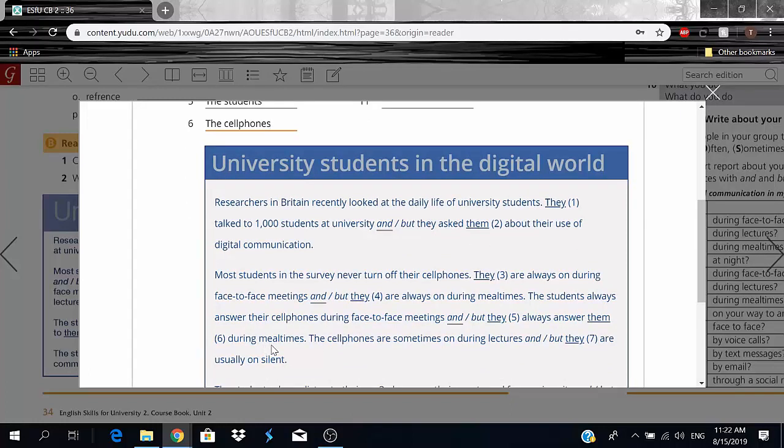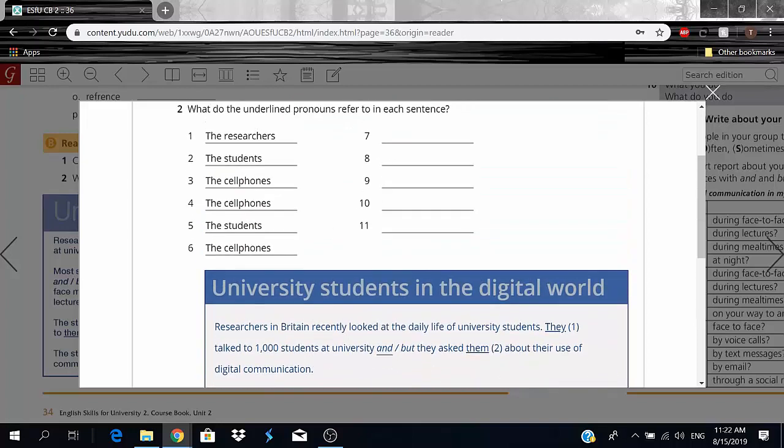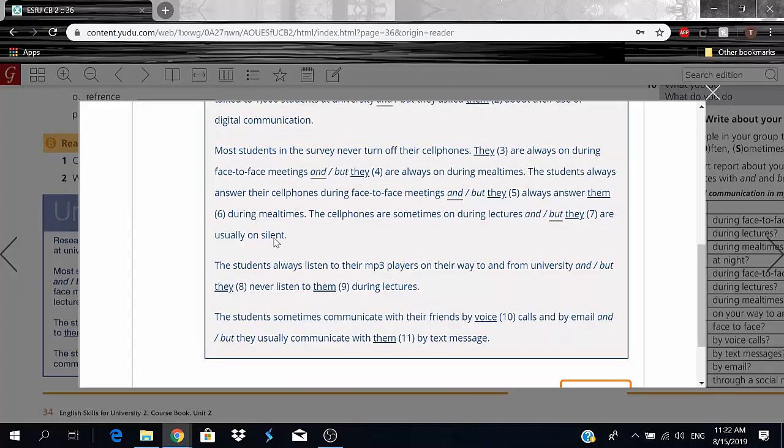The cell phones are sometimes on during lectures, and or but you guys, okay? Because we're going to be talking about a little bit of different information, or kind of correlating information. Not correlating, we're going to use basically opposite information. You're going to understand in a second here. But they obviously referring to cell phones again. So 7 will be the cell phones, okay, are usually on silent. Okay, you guys? Now let's move on.